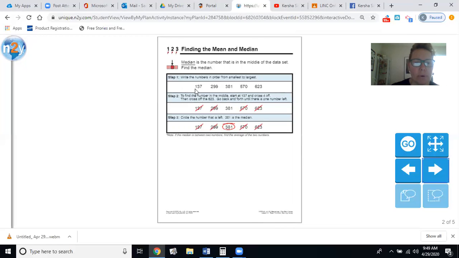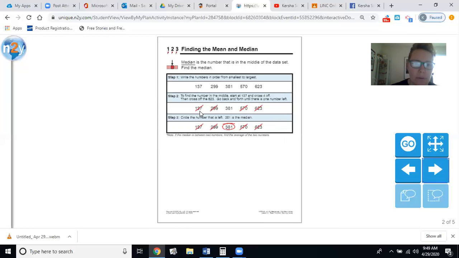And see the first number of each of these larger numbers. 1, 2, 3. There are no 4s, but next comes 5, 6. So this is from the least amount of checks deposited all the way to the most. To find the number in the middle, start at 137 and cross it off. Then cross off the 623, go back and forth until there is one number left.